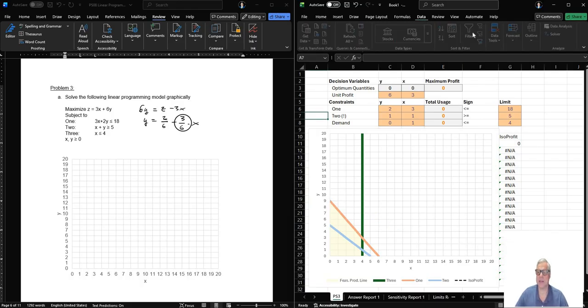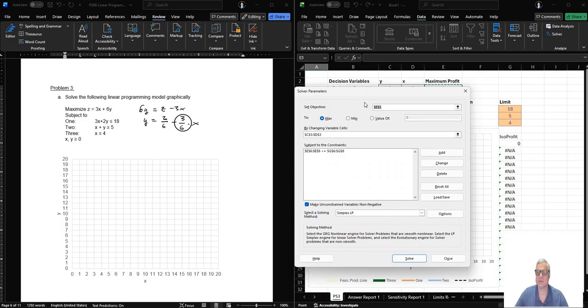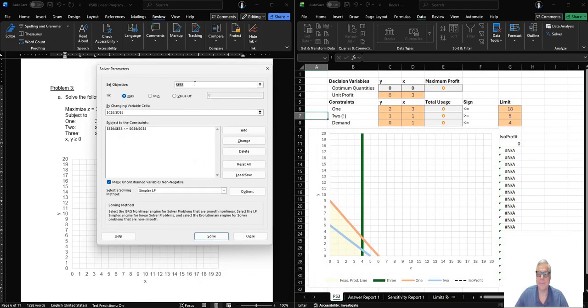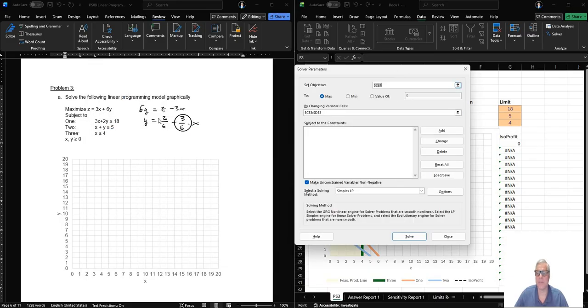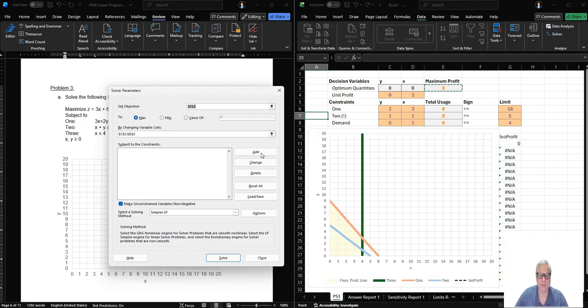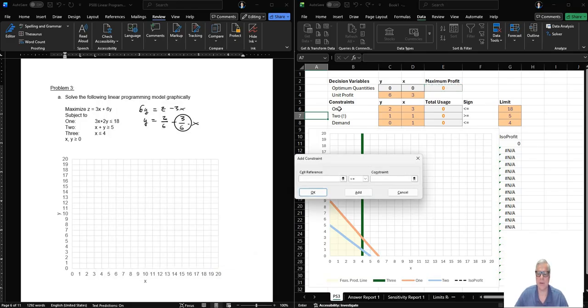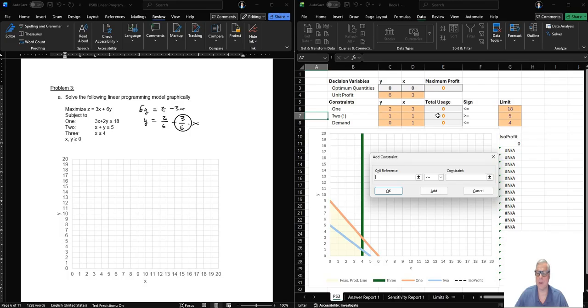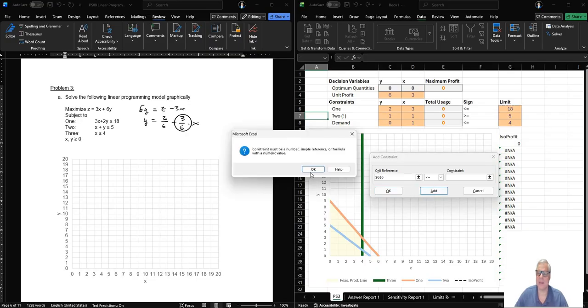Okay, so let's see what we get if we use Solver. E3 by changing cells C3, D3, that's correct. And I need to delete the constraints, because for the second we need to take into account x plus y is equal or greater than 5. So we add them manually and we say, okay, constraint 1: total usage is less than or equal to the 18. Now we add the next one.